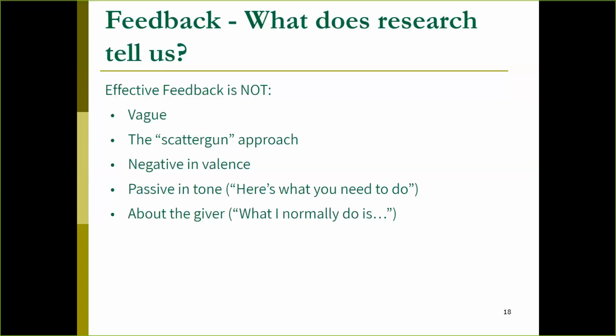What effective feedback is not, it is not vague. You want to be specific so that they know exactly what parts of the lesson they did really well, but then what parts of the lesson they really want to focus on. It is not the scattergun approach, which we say trying to cover everything instead of focusing on a key few areas. And we want to be mindful about how we're phrasing it. Here's what you need to do, or this is what I do. We want to kind of stay away from that and think about how do I phrase this in a way that is inviting, that is supportive, that is solutions oriented.